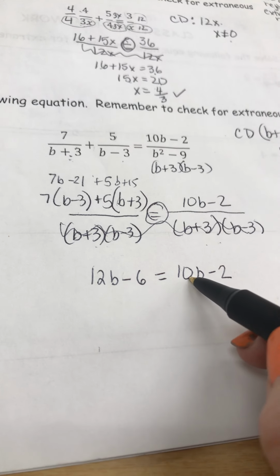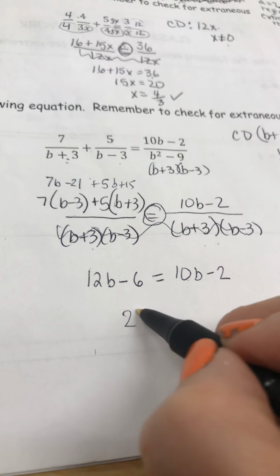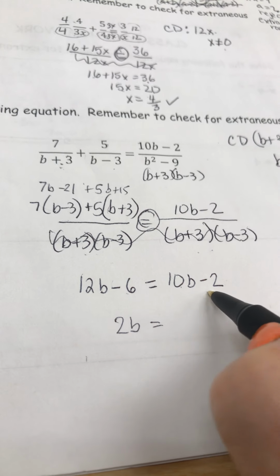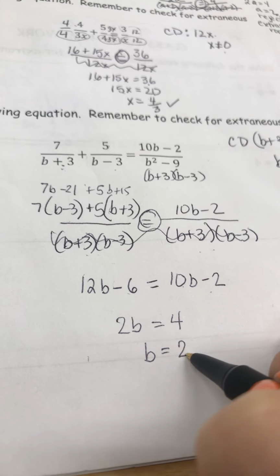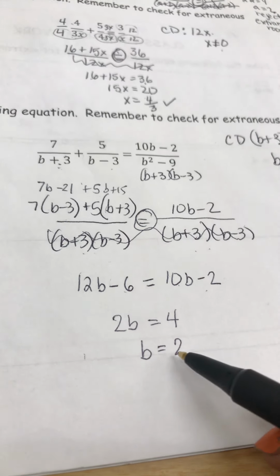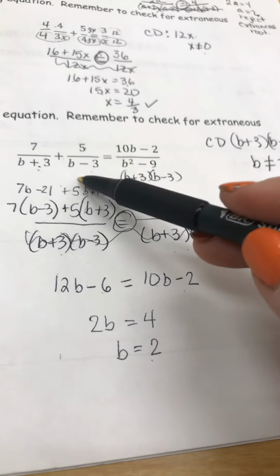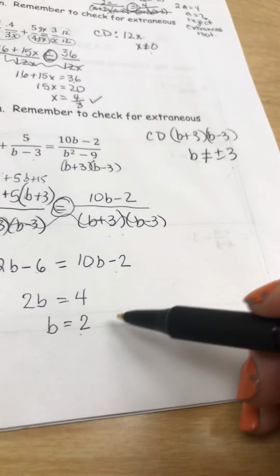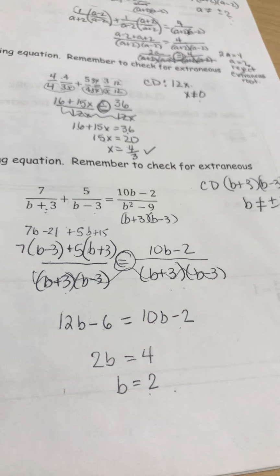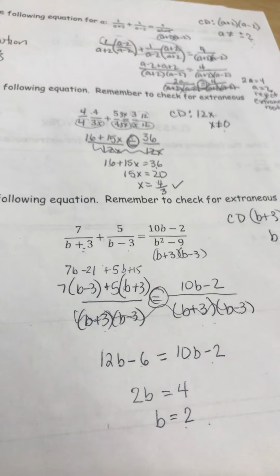Now start solving this. This moves over, I get 2b. This moves over, and I get 4, which gives me b equal to 2. If I plug in a 2, this side should equal this side, and it doesn't match my undefined, so it doesn't get rejected. Okay? All right.